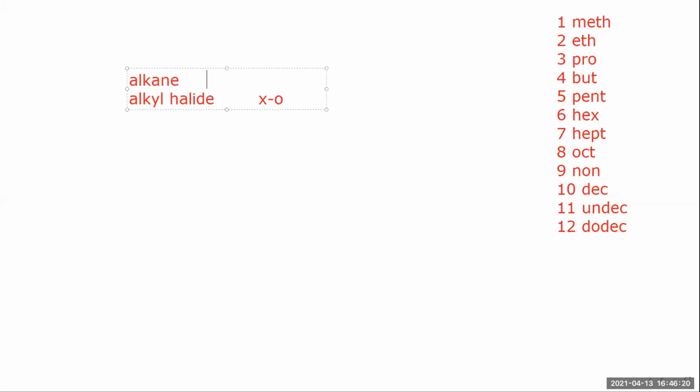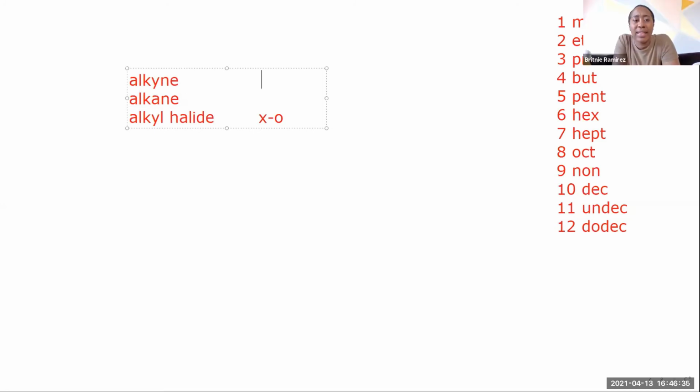Alkanes. We have alkene. They said alkyl halides end with XO. What was that? Alkyl halides end with X and O. No, they end with O, like chloro, bromo. Yeah. So the X just means anything, right?